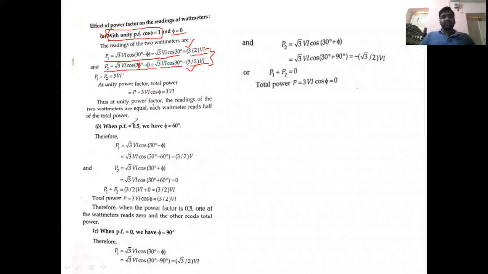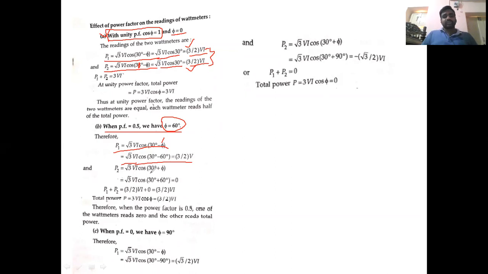Now the specific discussion when the power factor is 0.5 and the phase angle between voltage and current is 60 degrees. Here phi, the angle between voltage and current, is 60 degrees. P1, the power measured with wattmeter 1, is root 3 VI cos of 30 minus phi. If we substitute 60 degrees, what will happen? cos of 30 minus 60, that is cos 30, so P1 is equal to 3 by 2 VI.